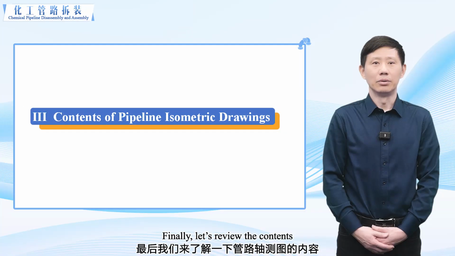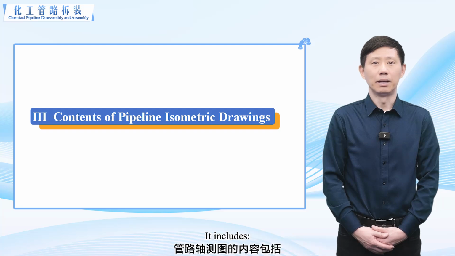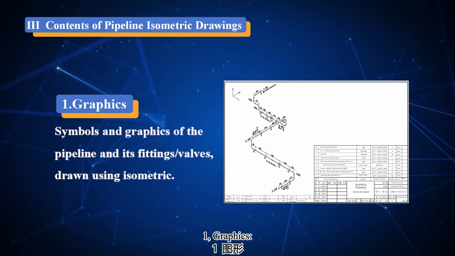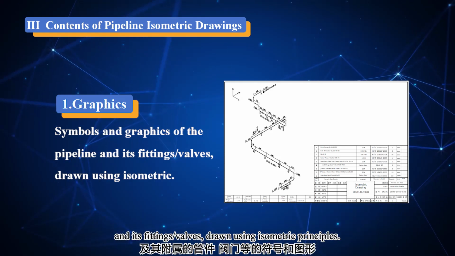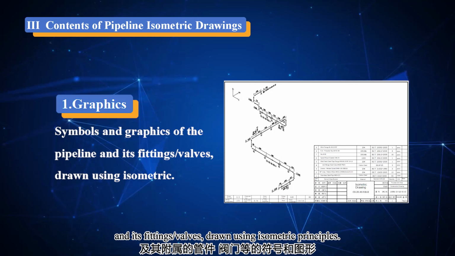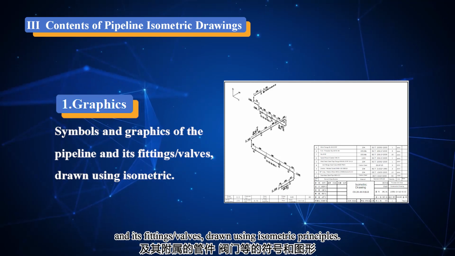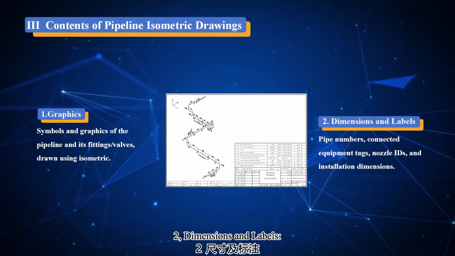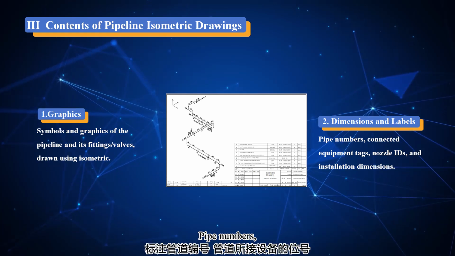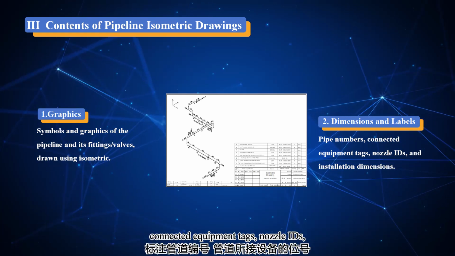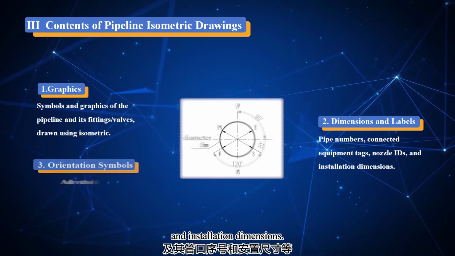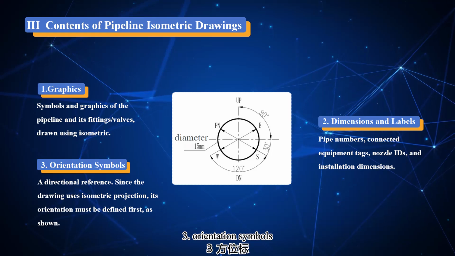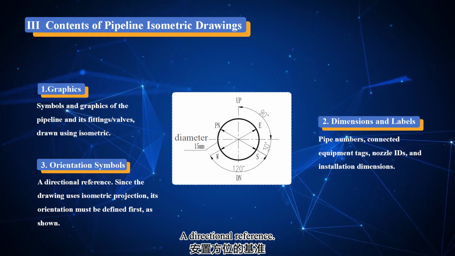Finally, let's review the contents of a pipeline isometric drawing. It includes, first, graphics: symbols and graphics of the pipeline and its fittings and valves drawn using isometric principles. Second, dimensions and labels: pipe numbers, connected equipment tags, nozzle IDs, and installation dimensions. Third, the orientation symbol, a directional reference.